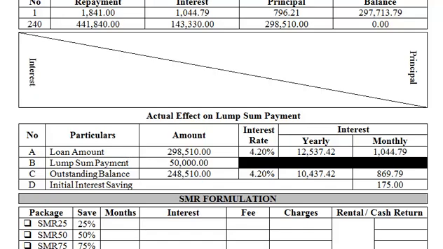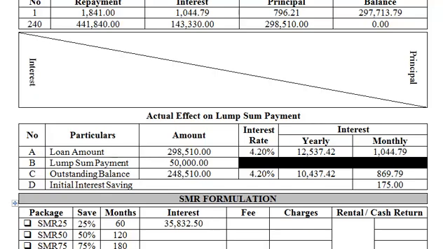Then how many months can we save for SMR 25? It is 60 months. How many months can we save for SMR 50? 120 months. How many months can we save for SMR 75? It is 180 months. How about the interest? For SMR 25, how much can we save? We can save 35,832 ringgit and 50 cents.